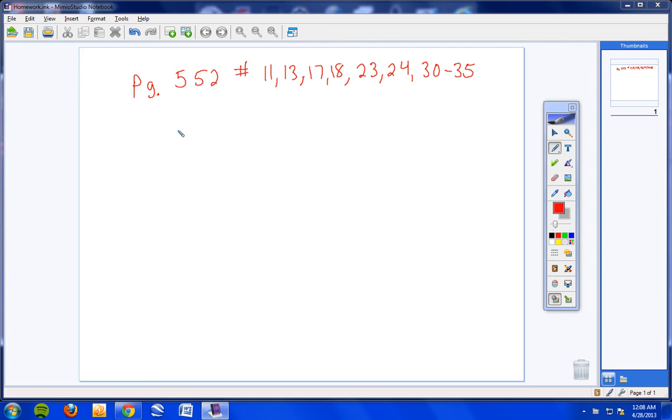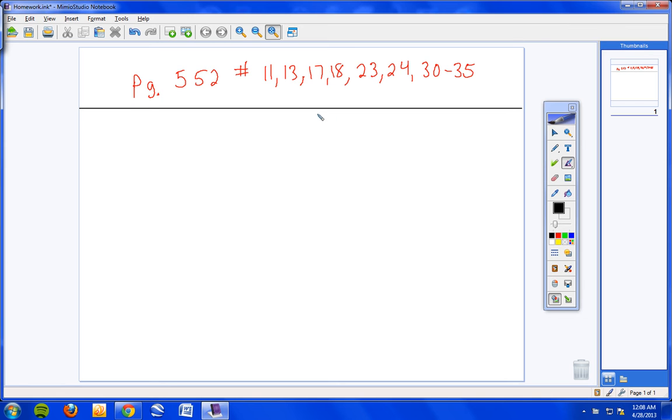Here we go. Page 552. I'm turning in my book there right now. Let's take a look at numbers 11 and 13. The directions say, let me quickly draw a line across here, like so. For number 11 and number 13, the directions say find the length of the hypotenuse.